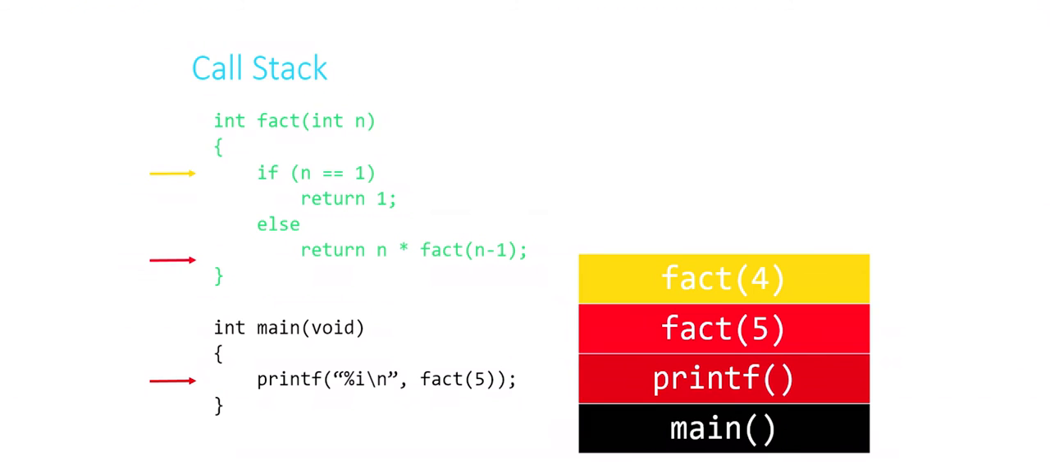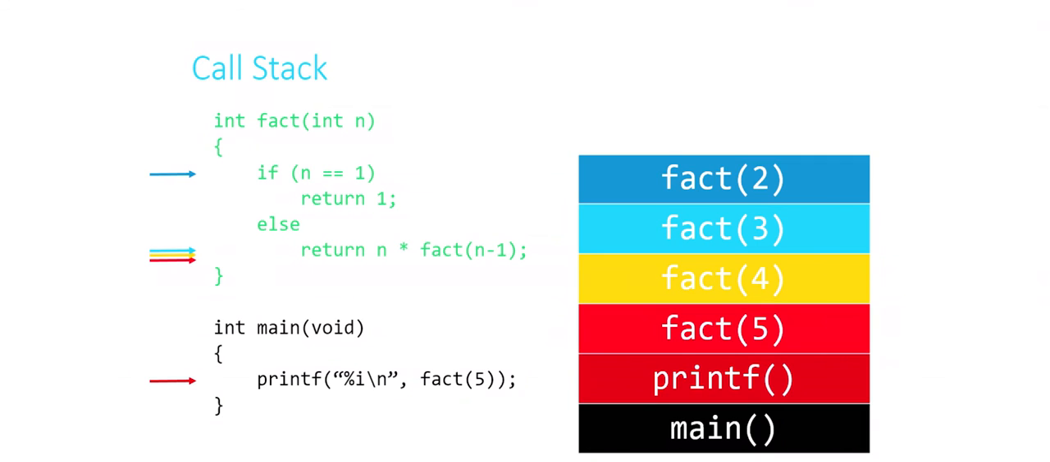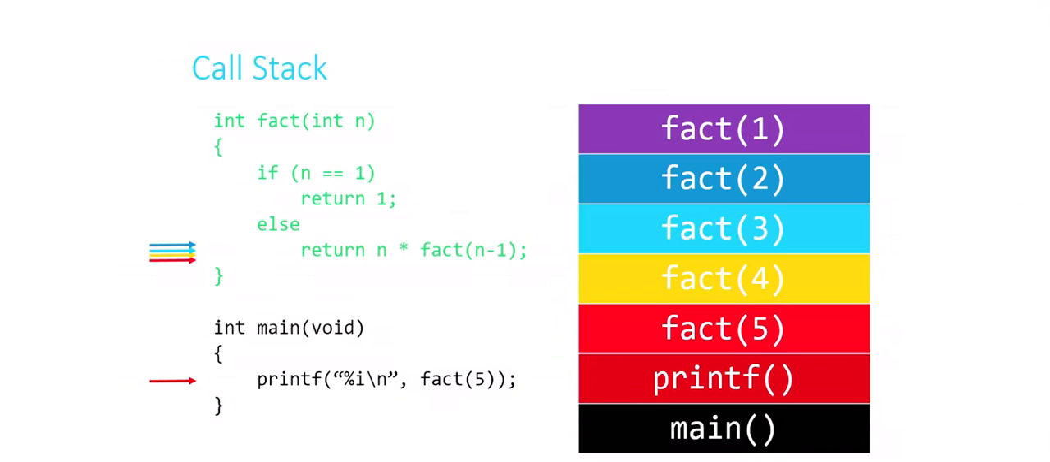Is 4 equal to 1? No. So instead, it's going to return n times, in this case, 4 times factorial of 3, another function call. So the factorial of 4 frame goes on pause. Factorial of 3's frame becomes the new active frame. And we repeat this process again for factorial of 3, for factorial of 2, and then we get to factorial of 1.